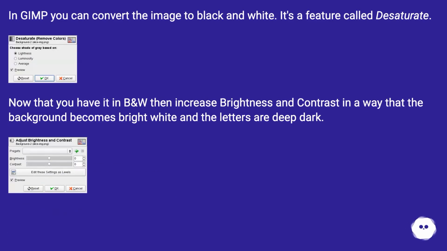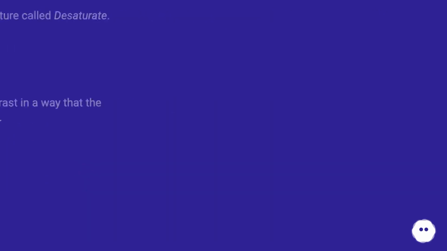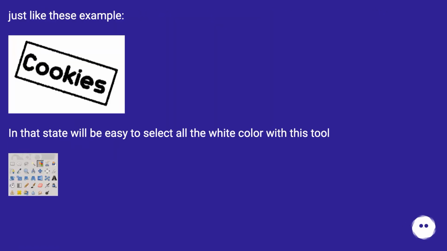In GIMP you can convert the image to black and white. It's a feature called desaturate. Now that you have it in black and white, increase brightness and contrast in a way that the background becomes bright white and the letters are deep dark. Just like this example. In that state it will be easy to select all the white color with this tool.